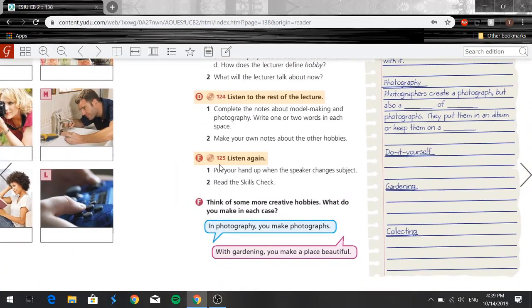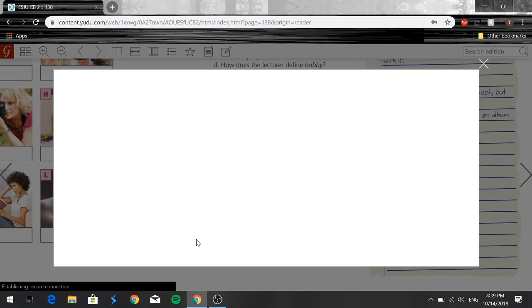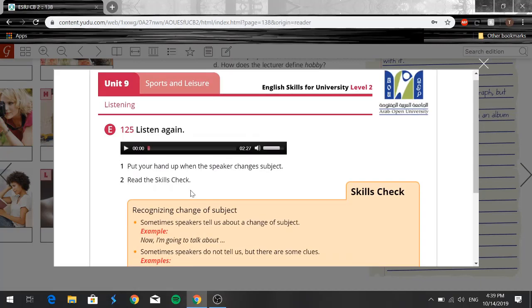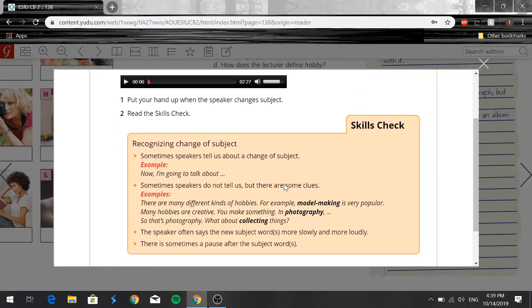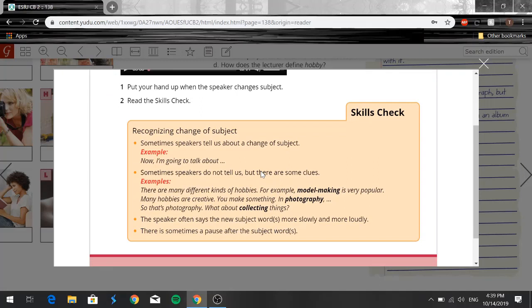What do we have? Here we have exercise E, listen again. So let us take a look here. We have skills check. I'll get right to the listening, just give me a second. So skills check here is talking about recognizing change of subject.